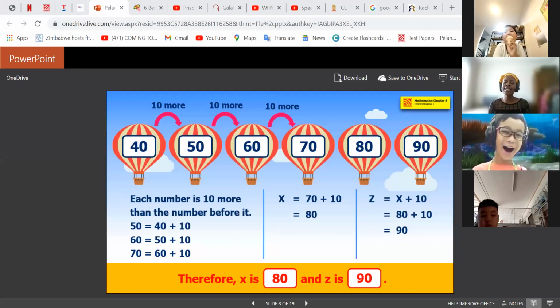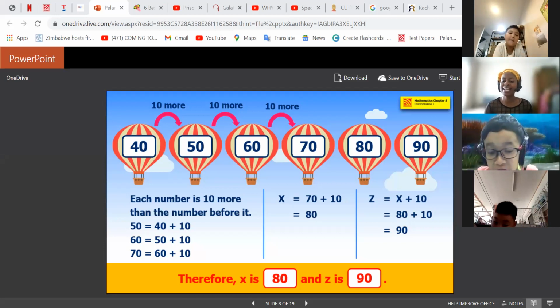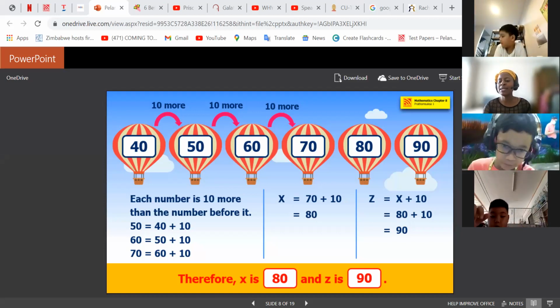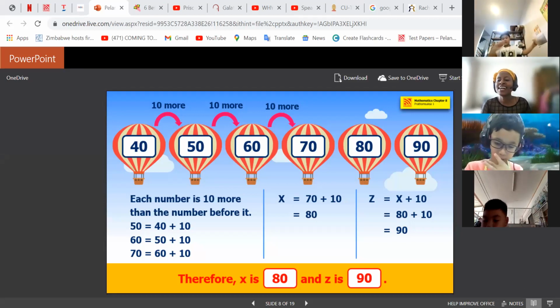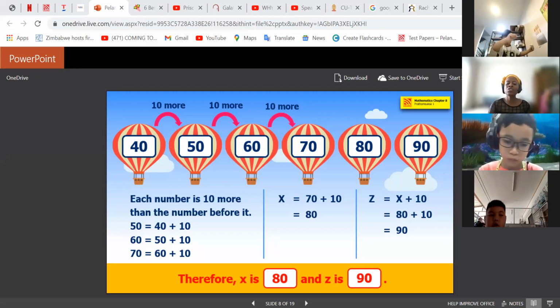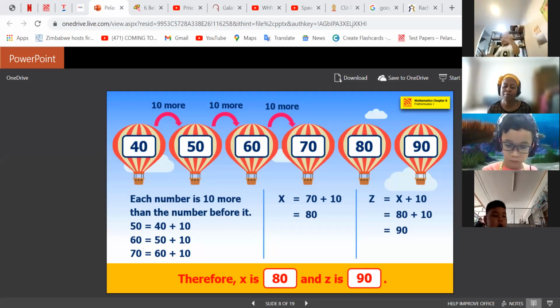So we were saying the value for X is 70 plus 10. Ooh, somebody's making noise. All right. Let's listen, guys. So the values for X and for Z are very easy. You just add 10 more. Very easy. Let's see the next example.